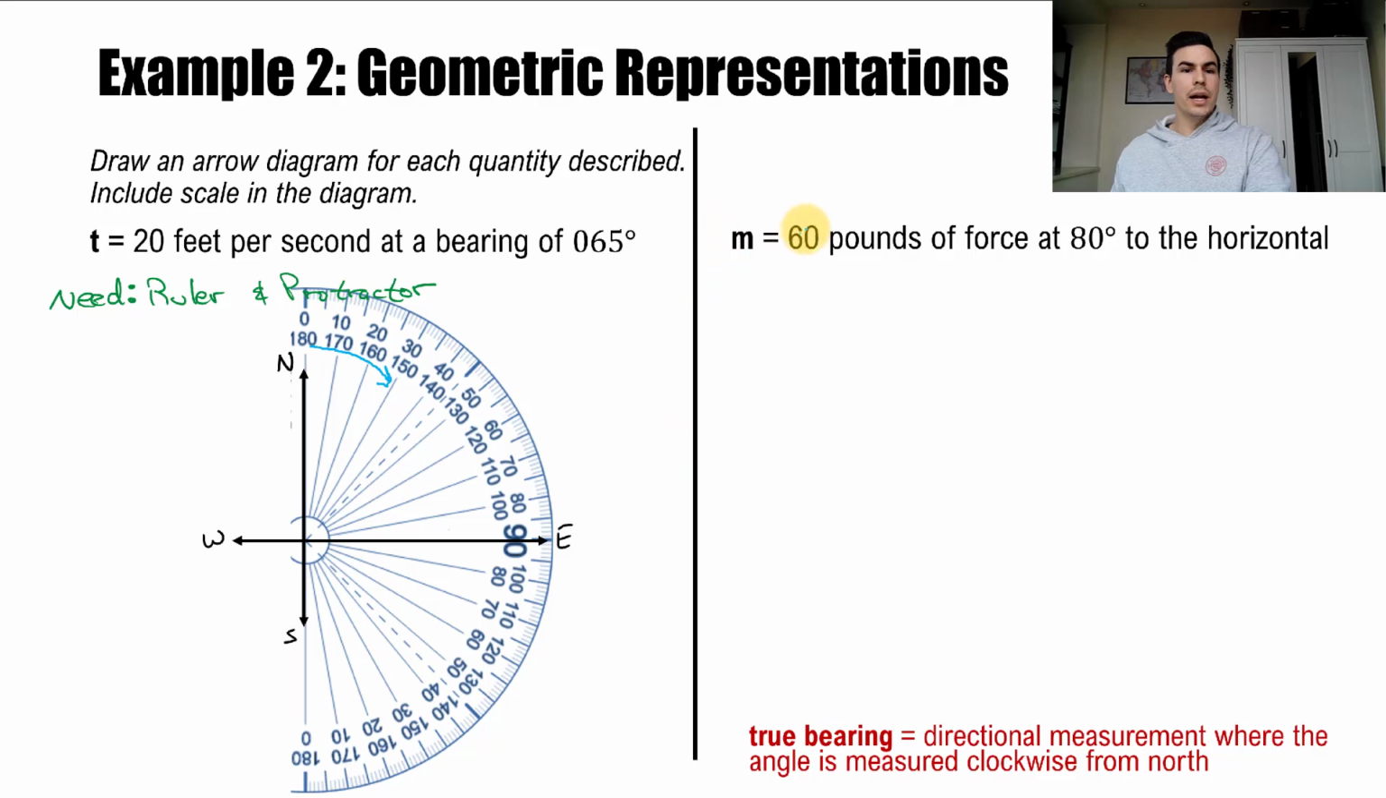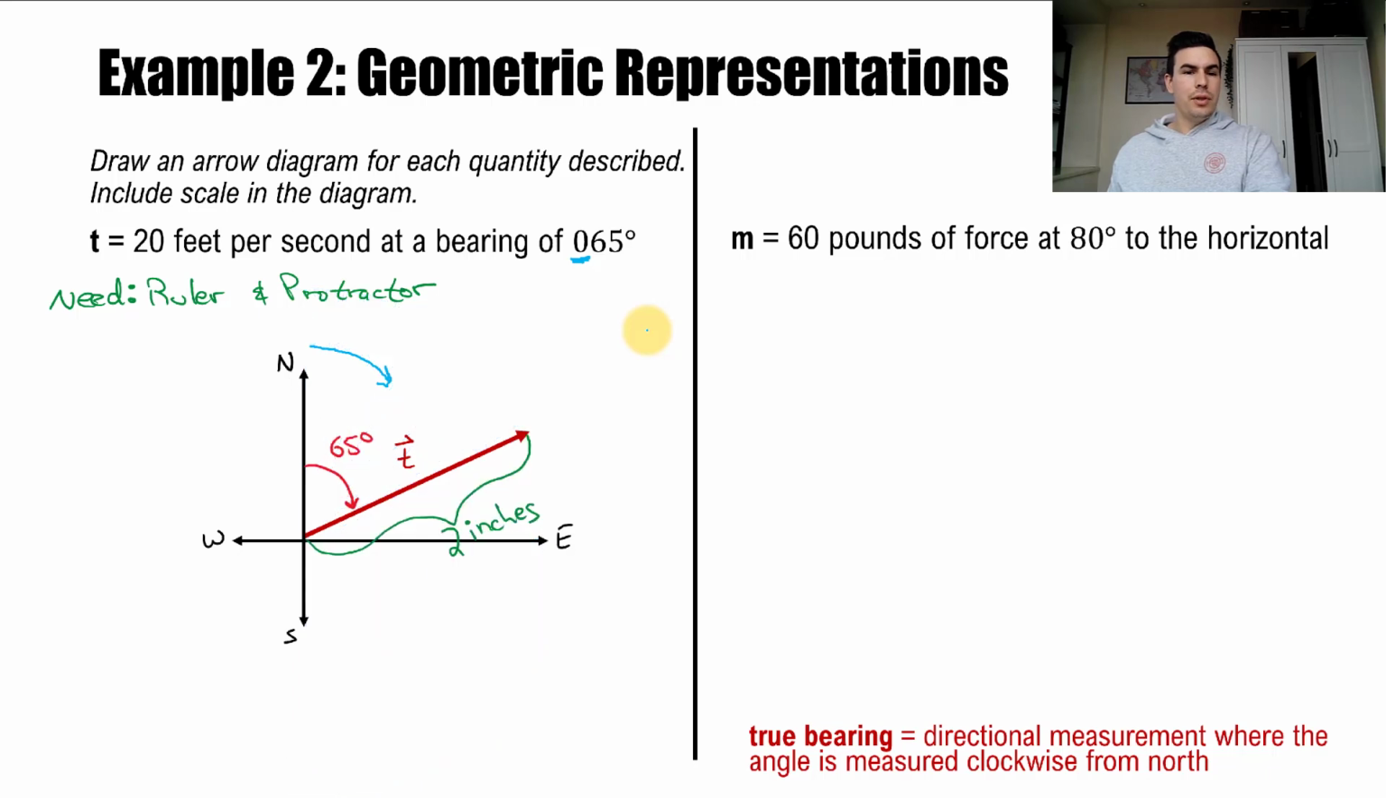Okay, that's our true bearing, and you know you're working with a true bearing when you see the 0 out in front of your angle. Okay, that denotes a true bearing, all right? So we're going to go 65 degrees clockwise from north here, and we'll find that we have this vector t here, all right?